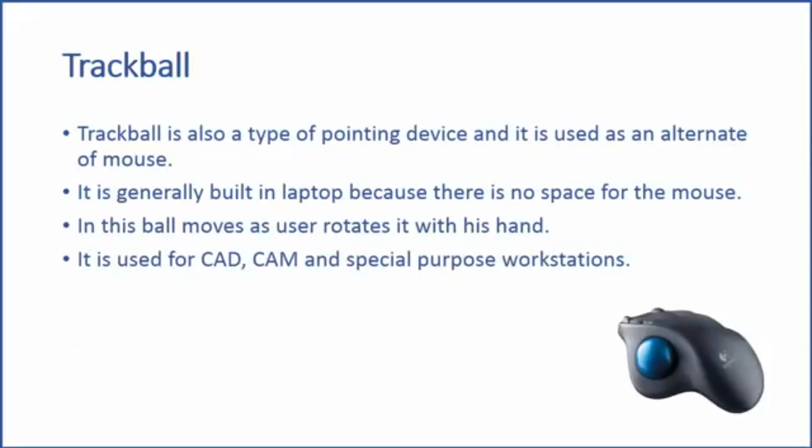Trackball is also a type of pointing device, and it is used as an alternate to the mouse, generally where we don't have that much space for moving the mouse here and there. It is built into laptops because there is no space for the mouse, because they are portable. In this, the ball moves as the user rotates it with his finger, thumb or hand.